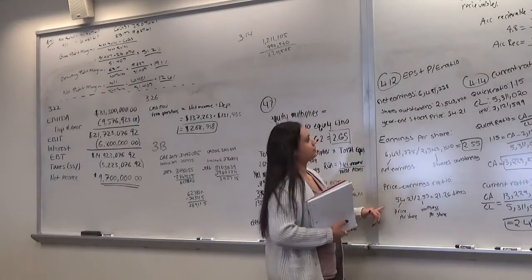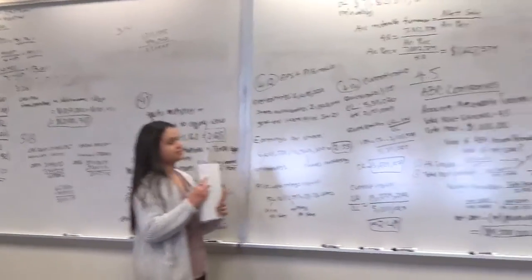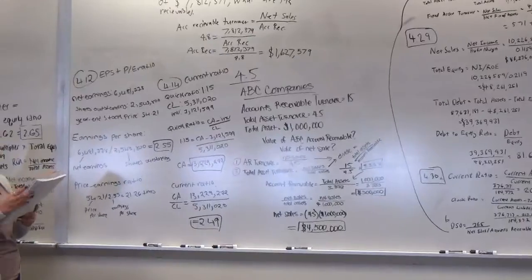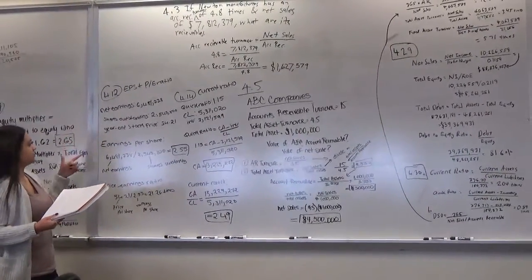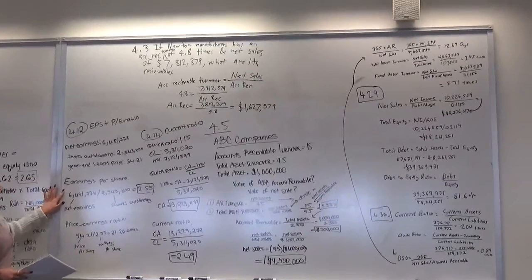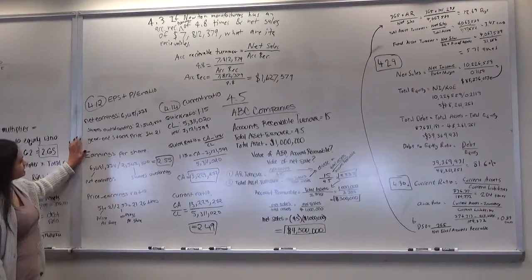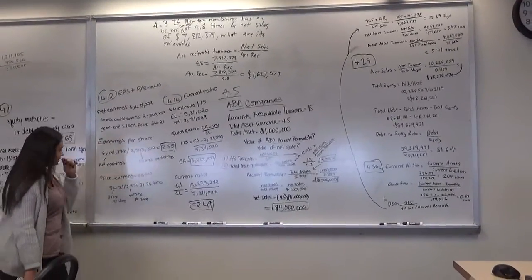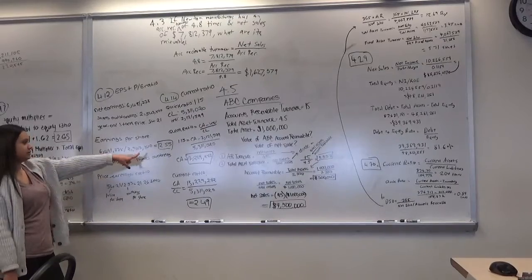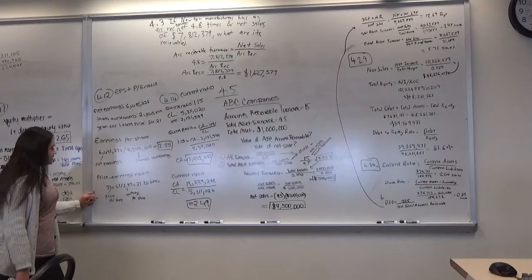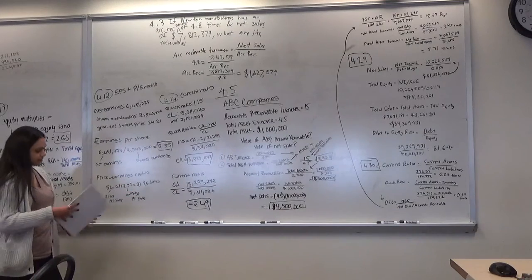Alright, so I did 4.12 and 4.14, and for 4.12 the question's asking for the earnings per share and the price earnings ratio. So this is pretty straightforward. They give you all the numbers you need. To find your earnings per share, you divide your net earnings by your shares outstanding, and then you get 2.55. And then to find your price earnings ratio, you use the number that you got from your earnings per share, divide that by the price per share, and then you get 21.26.